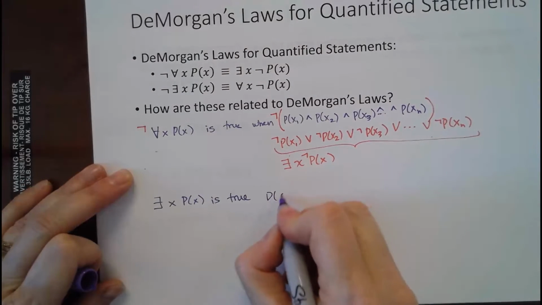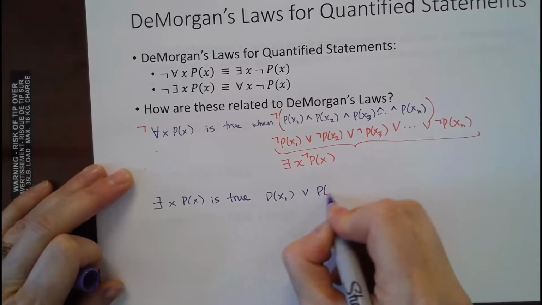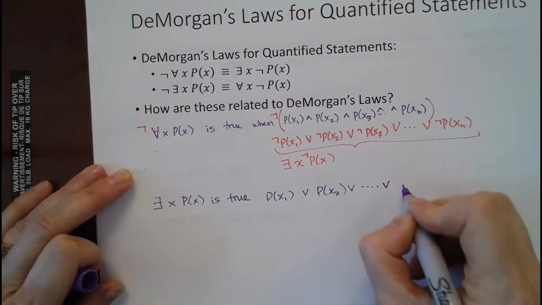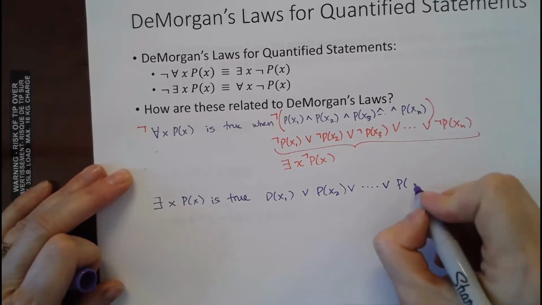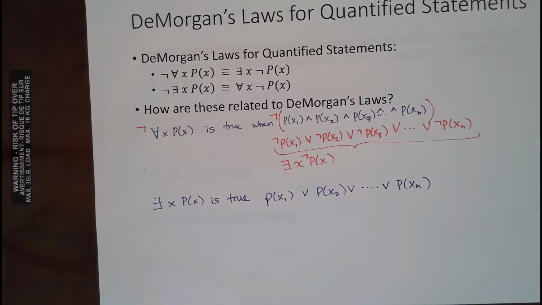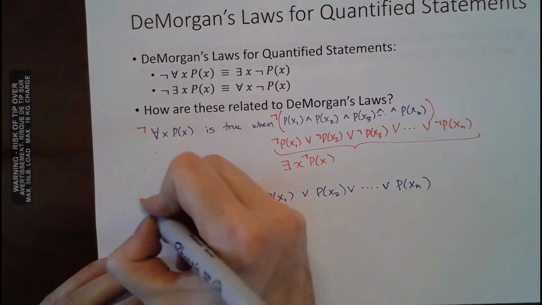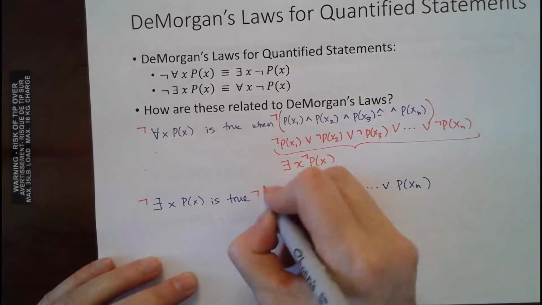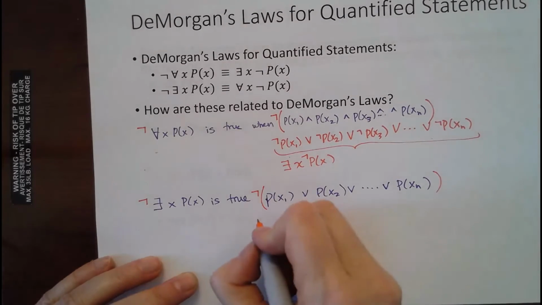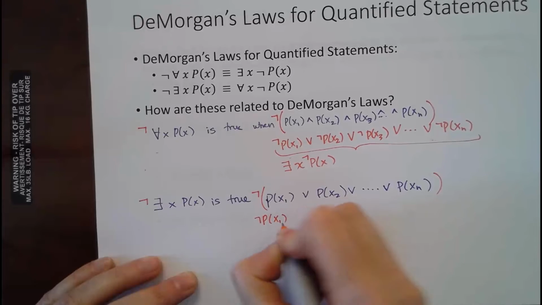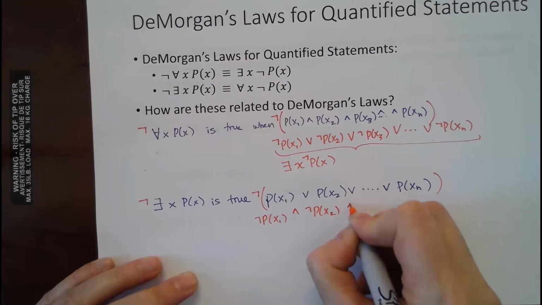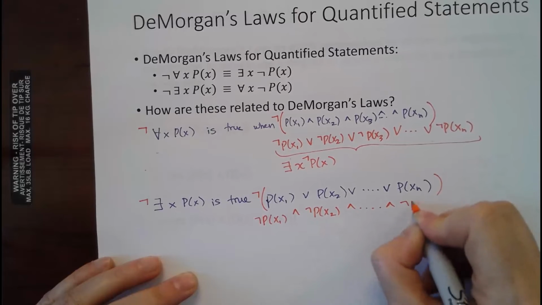It could be the first one that's true, or it could be the second one that's true, or it could be the third one that's true. On and on it goes. I only have to find one of those to be true for this one to be true. So of course when I negate it, I have to negate all of that, and now De Morgan is applied. So I'm going to get not p of x1, and that turns to an and, not p of x2, and all of these turn to ands.